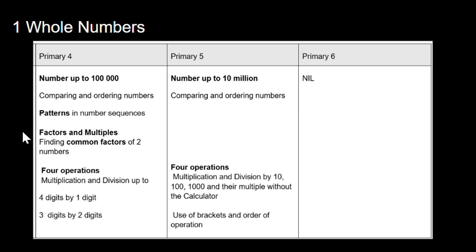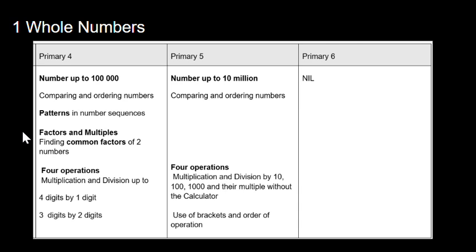Okay, so they must also be able to find the factors and the multiples. In a lot of the model questions, you realize that it always says find the lowest common multiple or find the highest common factor and so on. So they must be able to do that for two numbers. They also learn the four operations, which is addition, subtraction, multiplication, and division. For multiplication and division, they are able to handle up to 4 digits by 1 digit or 3 digits by 2 digits.